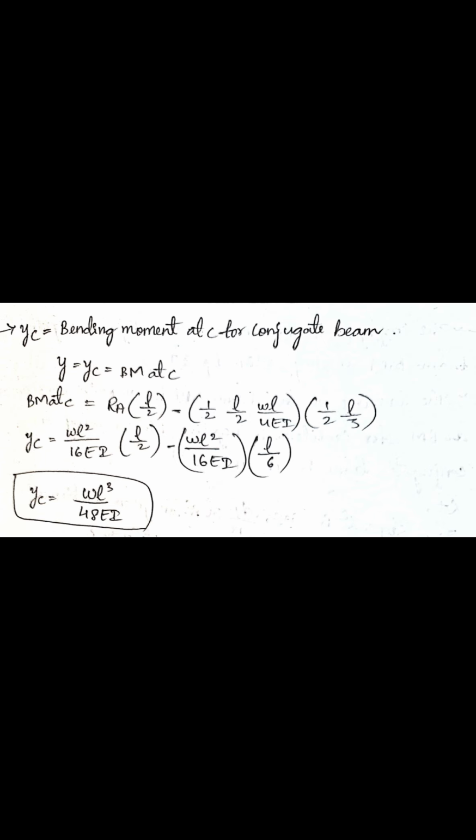So the bending moment at C in the conjugate beam is equal to RA into L/2 minus half into L/2 into WL/4EI into the centroid distance, half into L/3. So YC equals WL²/16EI into L/2 minus this. So YC will be WL³/48EI.